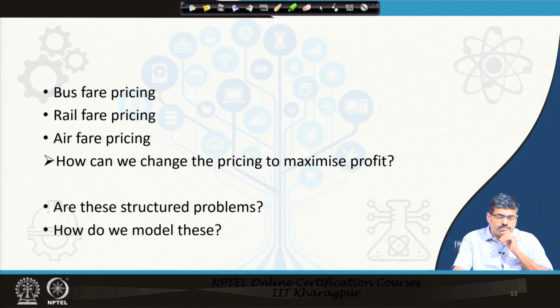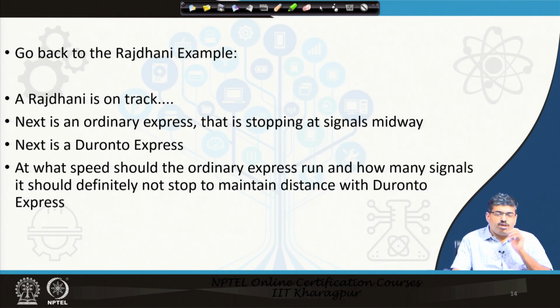Okay. Go back to the Rajdhani example. What did we say? That Rajdhani is on track, running at 120 kilometers per hour, the next train is 15 minutes behind and running at 100 kilometers per hour. So, what is the distance between these two trains?